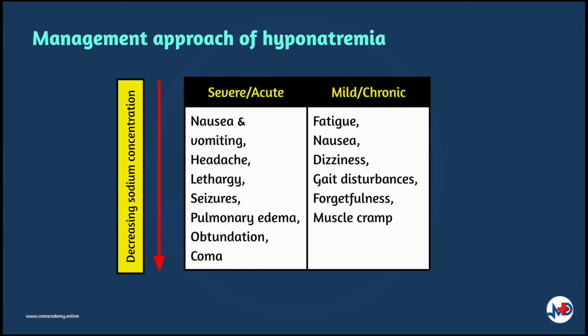Recognition of symptoms in both hyper and hyponatremia is very important. In hyponatremia, the recognition of symptoms can help differentiate the severity and acuity of hyponatremia. In severe and acute hyponatremia, as the level of serum sodium decreases, the symptoms evolve from nausea and vomiting to coma. However, in mild or chronic hyponatremia, as the level of serum sodium decreases, the symptoms revolve around fatigue, nausea, dizziness, gait disturbances, forgetfulness, and muscle cramp.